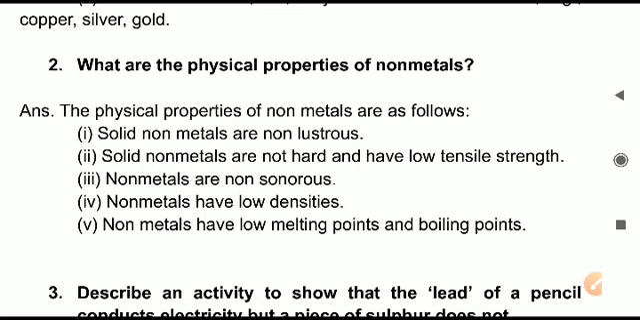Second point, solid non-metals are not hard and they have low tensile strength. They cannot carry weight. If you keep a heavy load or heavy weight on the non-metal, it will break. They are very weak. They are not hard. So third point now, non-metals are non-sonorous.